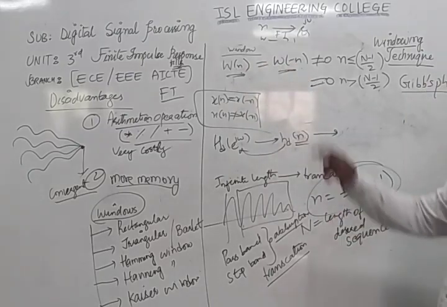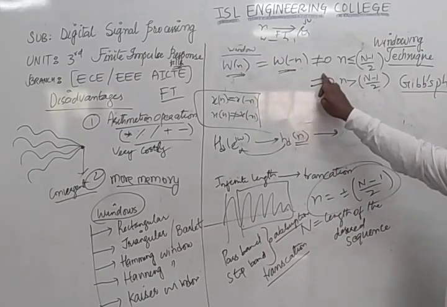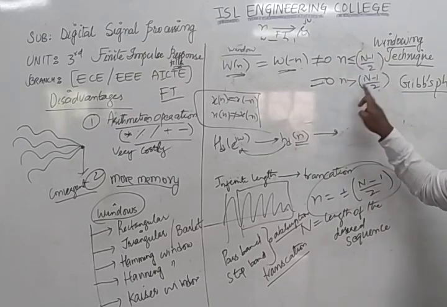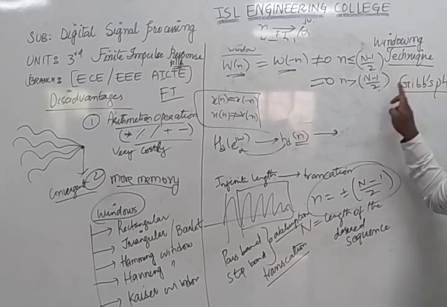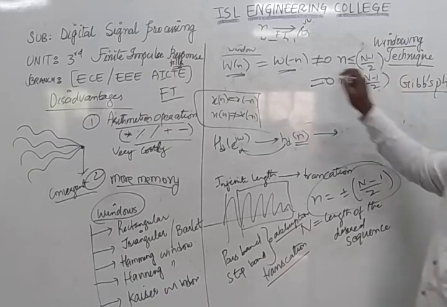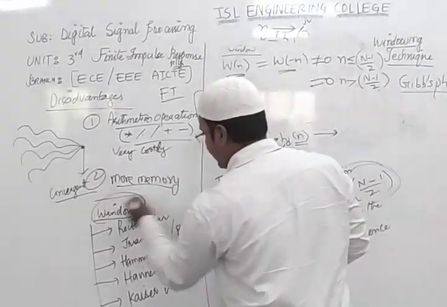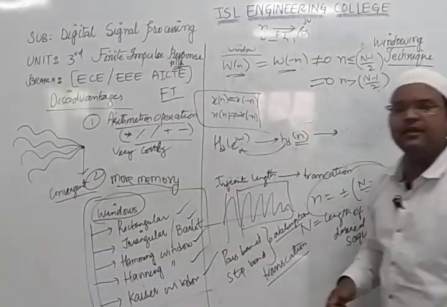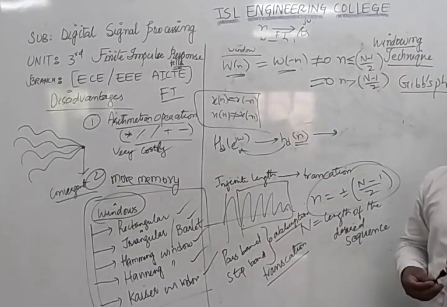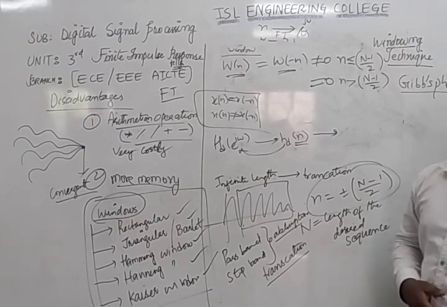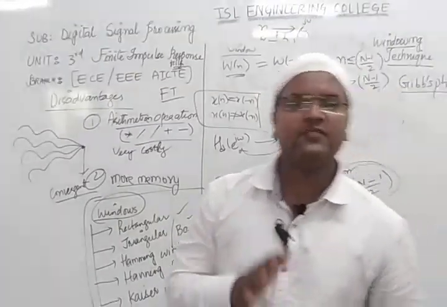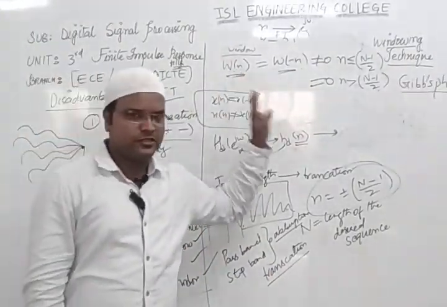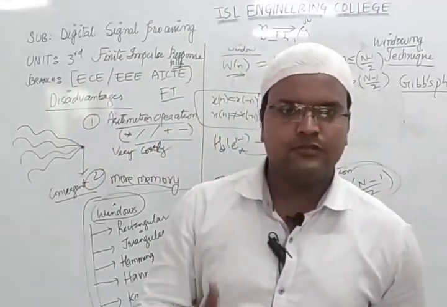In windowing techniques, W of n is equal to W of minus n, not equal to 0 when n is less than or equal to capital N minus 1 by 2, and equal to 0 when n is greater than capital N minus 1 by 2. This is just the basic. For all 5 types of window techniques, we will apply them and find the desired response of that particular window, not the filter here; we say that it is a window. By taking all these windowing techniques, we will find the response of the given filter specification.